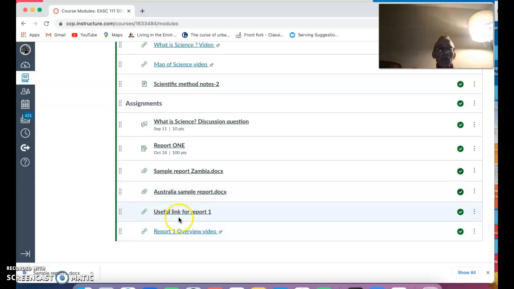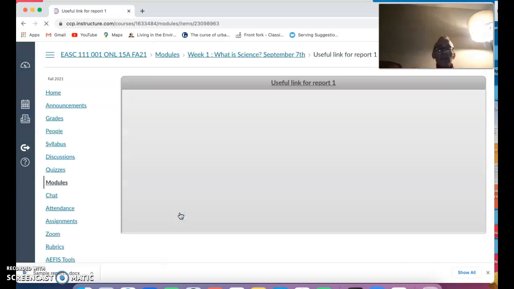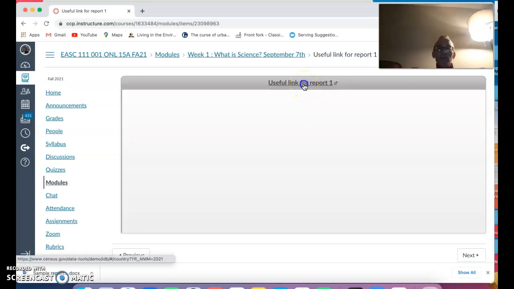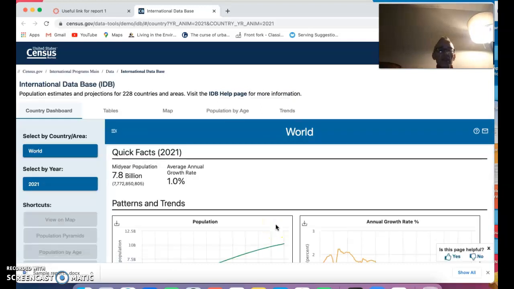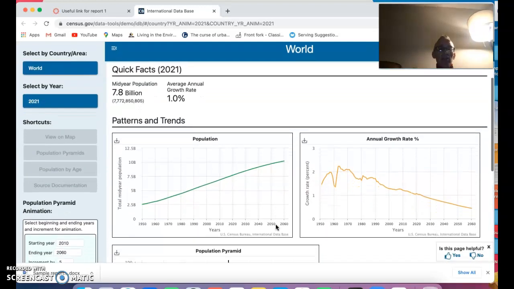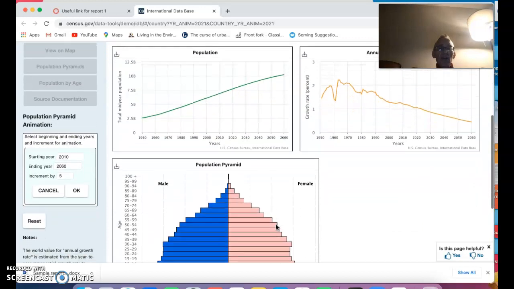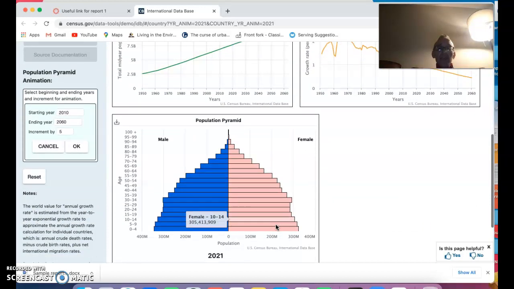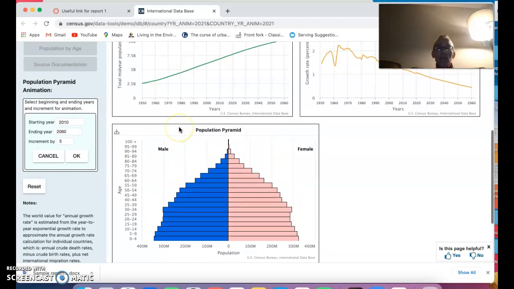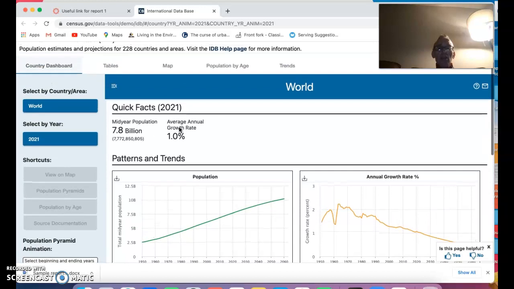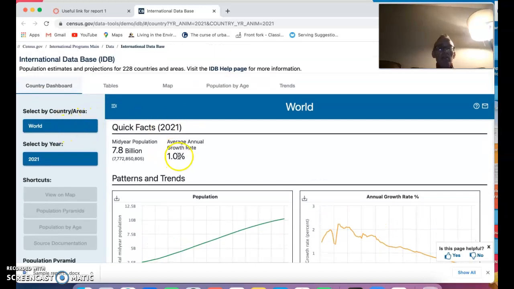There is also useful links for the report. And this is the US Census Bureau. What you can do here is you can find out data relating to your specific country in a specific year. So as we go through population, this might be a useful area to get some of the statistics you need for the paper.